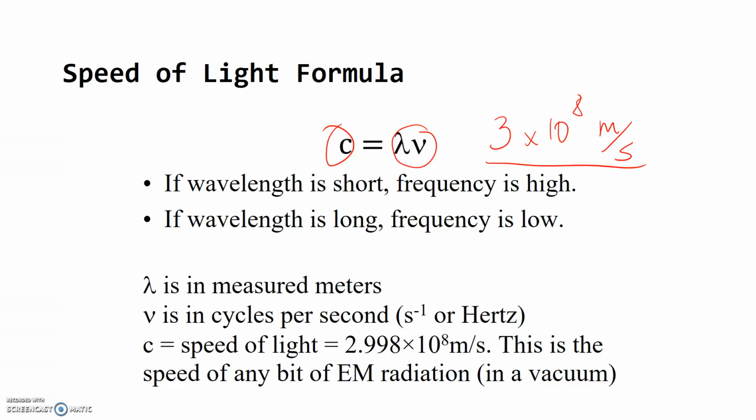So just understand those particular details. Keep in mind, and this is on your AP chart, the speed of light is 2.998 times 10 to the 8th meters per second. I wrote 3 here because when we're in a multiple choice, it's 3. On an FRQ, that'll be 2.998.